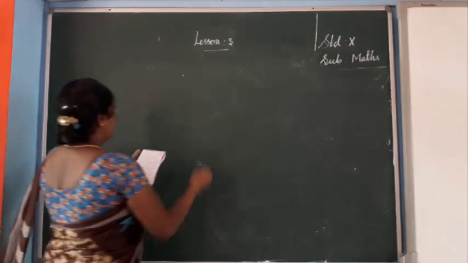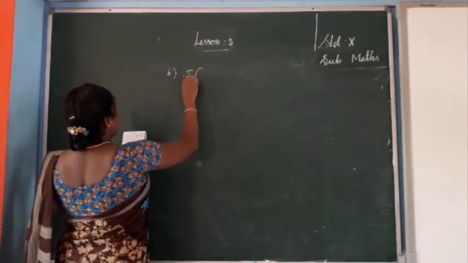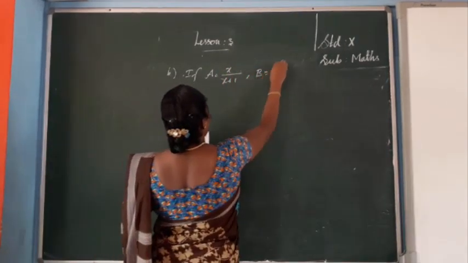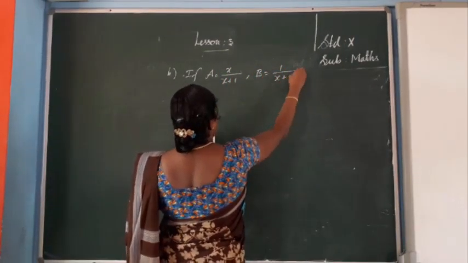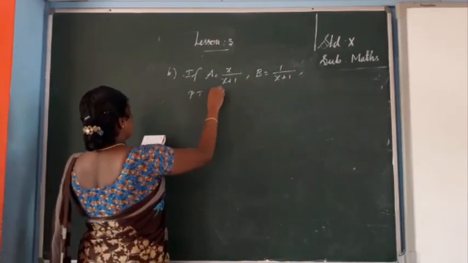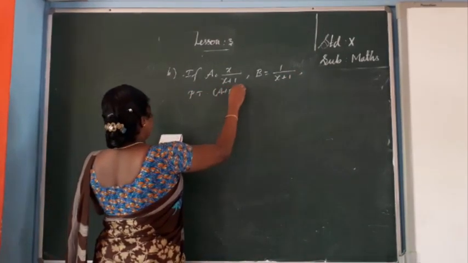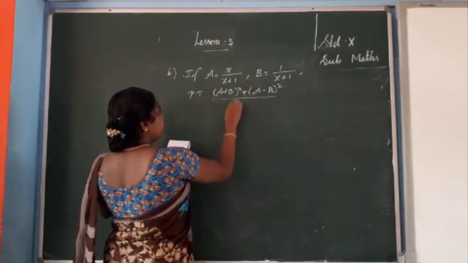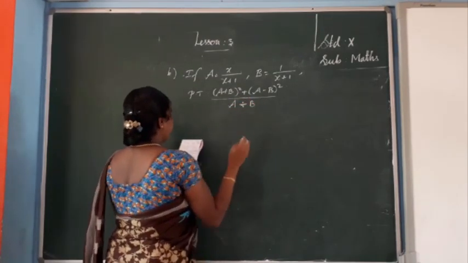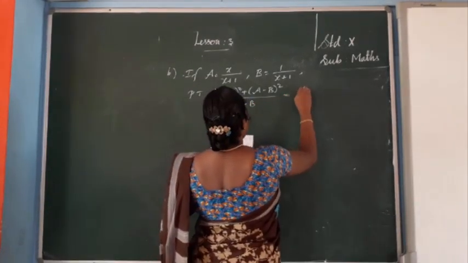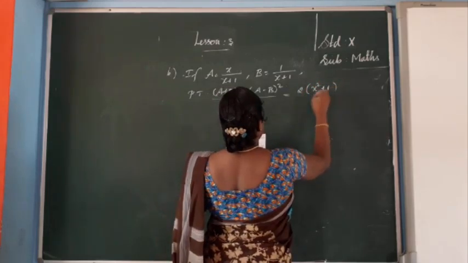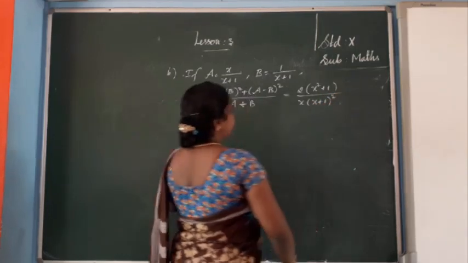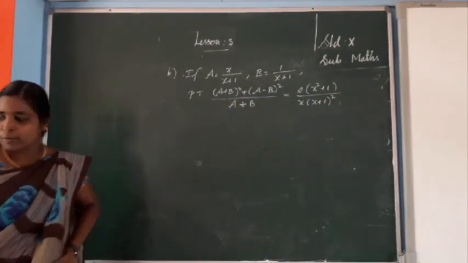Okay, next problem, the sixth one. If a equals x by x plus 1, and b equals 1 by x plus 1, prove that a plus b the whole square plus a minus b the whole square, divided by a divided by b, equals 2 into x square plus 1 by x into x plus 1 the whole square. Very simple. The actual answer is given there, so you won't be confused.